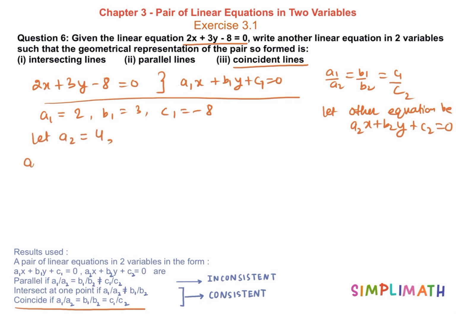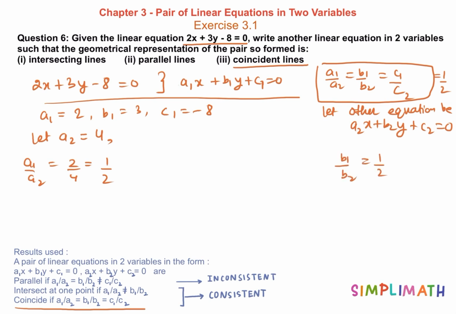So what do we get for a1 by a2? We get 2 by 4 which is equal to 1 by 2. Now we know that a1 by a2 equals b1 by b2 equals c1 by c2. So all of these should be equal to half, right? So b1 by b2 should be equal to 1 by 2. Now b1 is 3. So 3 by b2 equals 1 by 2. So this implies b2 equals 6. So we assume b2 equal to 6 over here. Only then b1 by b2 equals 3 by 6 equals 1 by 2.